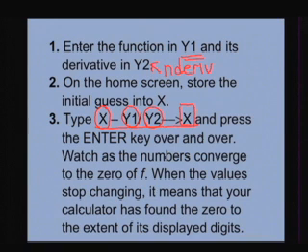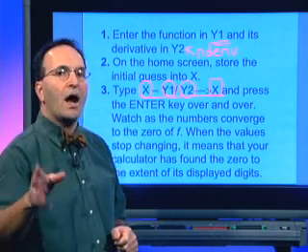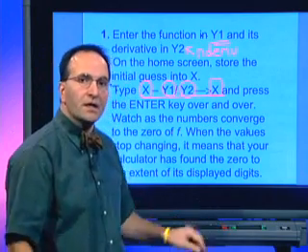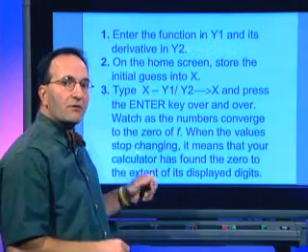You press the enter key over and over again, and you will see that the numbers will begin to converge to the root, or the 0, of f. On your calculator, when the values stop changing, it means that your calculator has found the 0 to the extent possible of the digits that it can display. So let's do that right now.